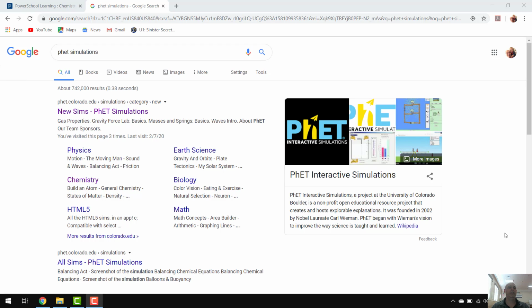Good morning. Today we're looking at one of the PhET simulations. We're going to be going over reactants and products. So I'm going to take you through the activity here.